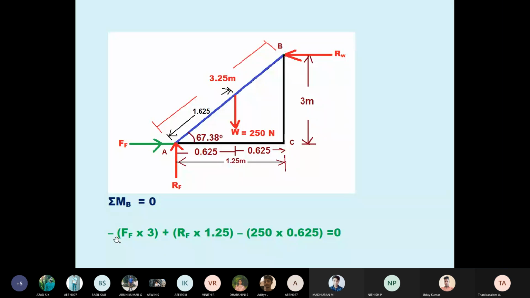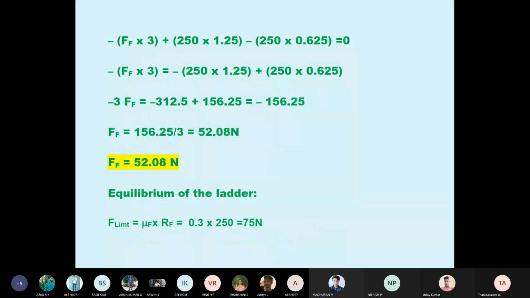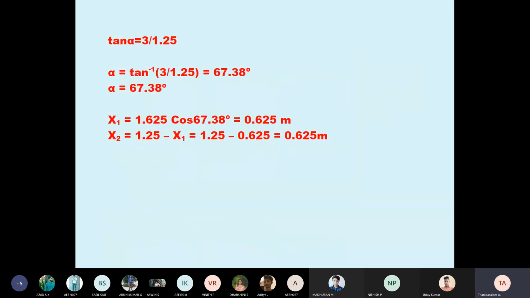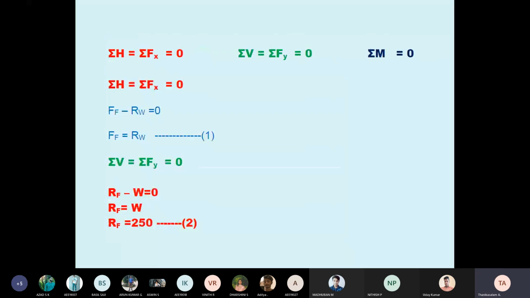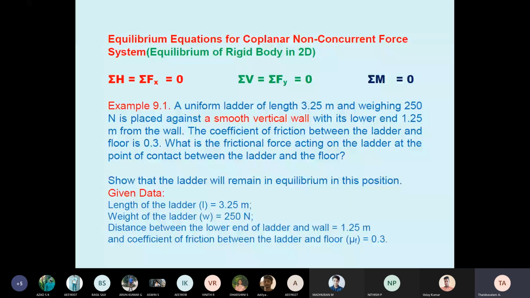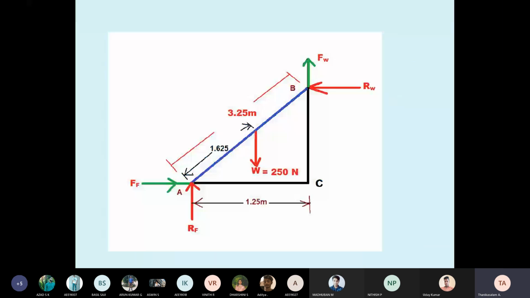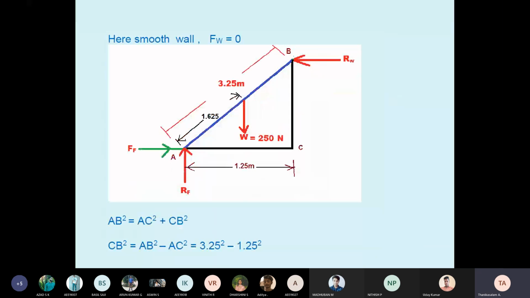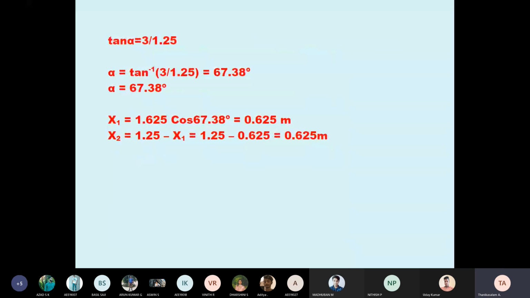Yes? Therefore, we calculated. Very important question. See here, one of the important words given is smooth vertical wall. That's why we did not consider FW, it is 0. Okay. Very simple question. Next, I am moving to the next question.